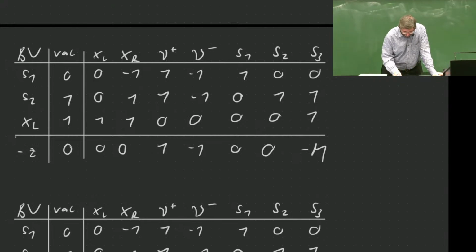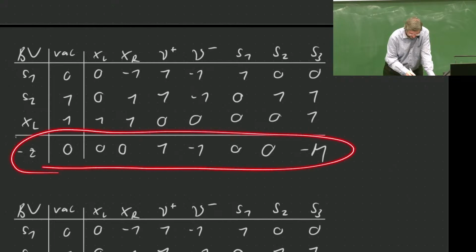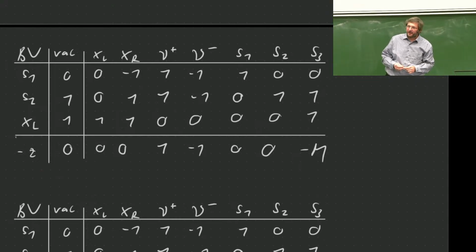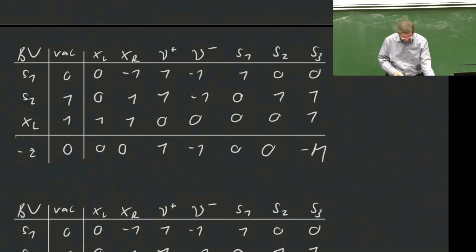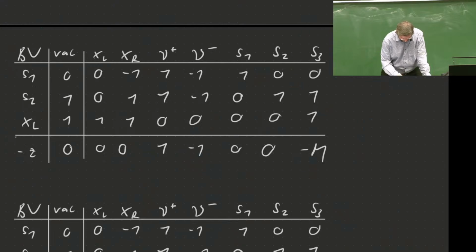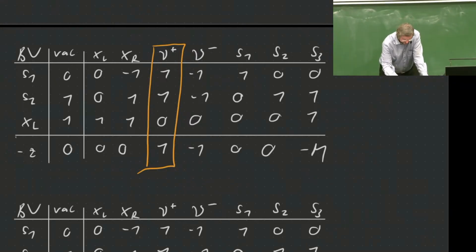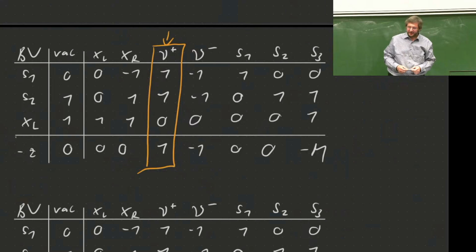So next variable, let's take a look at this row here once again. Again, we need to identify a column that has positive reduced costs because we want to maximize, and the only possible choice is this one here. So that means this will be the variable that we want to take into the basis.